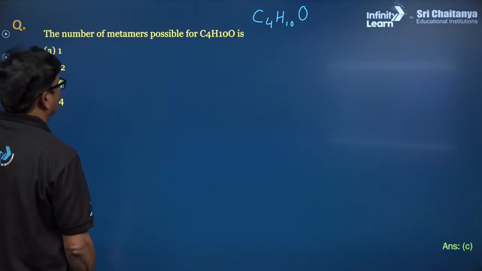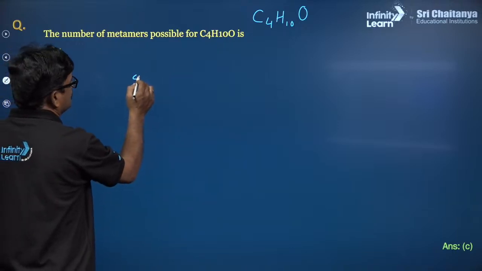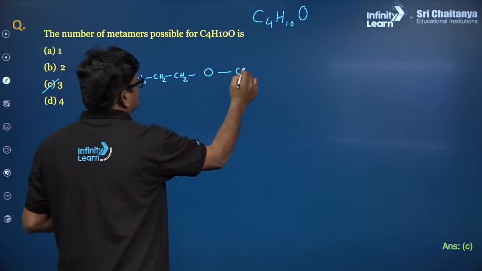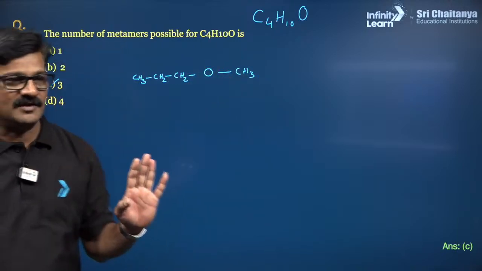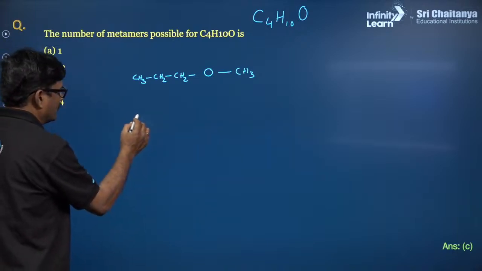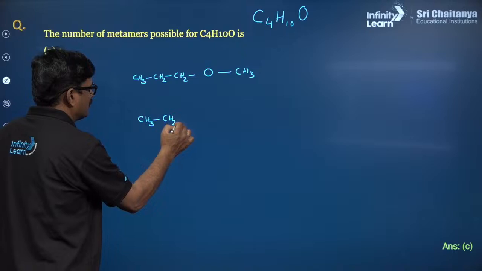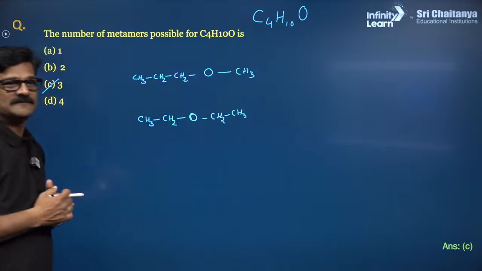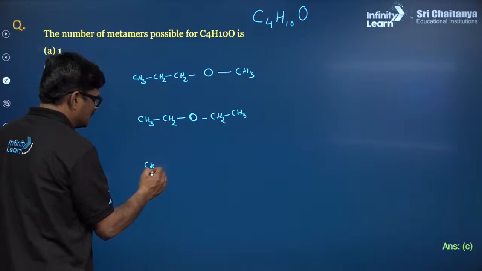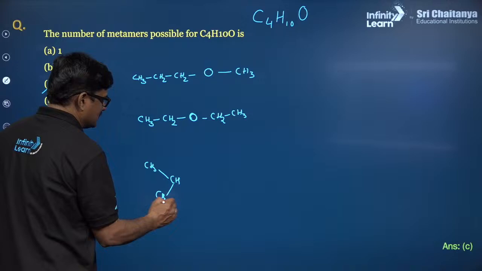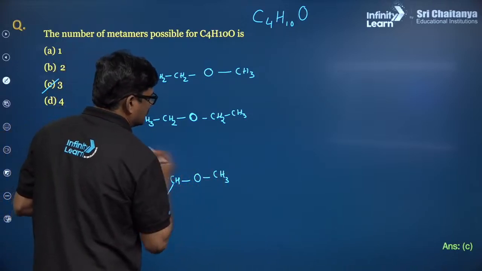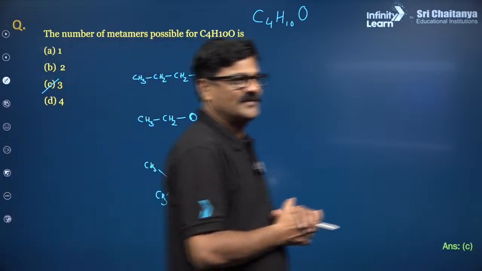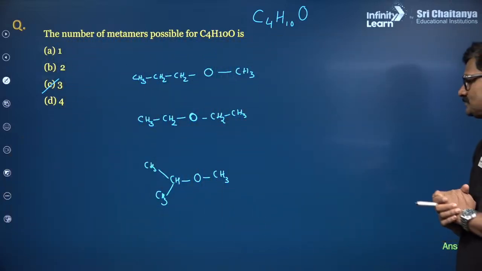Yeah, Anushka, you have seen this is C. How is it C? Let us talk about C4H10O: CH3, CH2, CH2, O and CH3. Fine. Check the molecular formula. And I want to give one more: CH3, CH2, O, CH2 and CH3. And I want to give one more: CH3, CH, CH3, O and CH3. So these are the metamers, Anushka. Hope you understand. Clear?